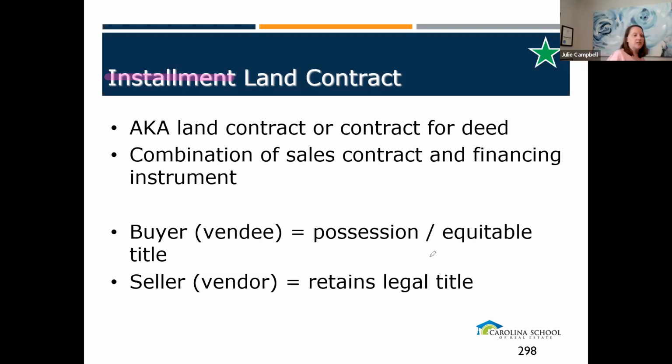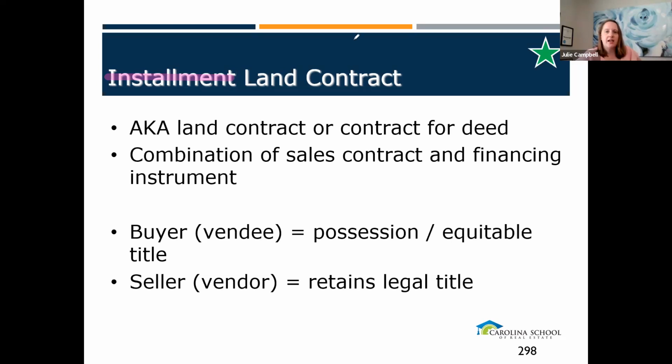When we get into units 14 and 15, we're going to talk about seller financing. The only difference that I know of between seller financing and installment land contract is when the deed changes hands. In seller financing, the deed changes hands at closing. In an installment land contract, the deed changes hands when the last payment has been made. So the seller's going to keep the deed. The buyer's going to make payments until it's paid in full, and then the buyer gets the deed.